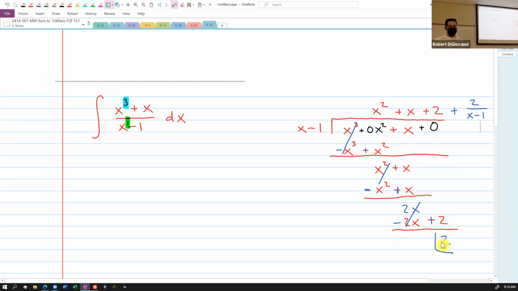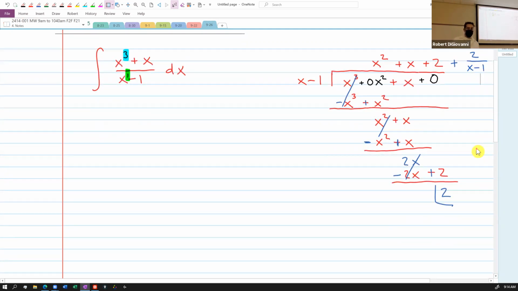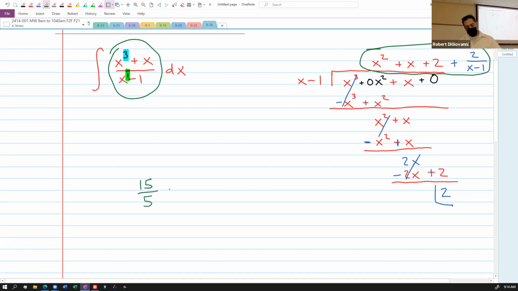So at the very end, it's always the remainder, which is the 2, divided by the divisor, which is x minus 1. And that's it. All we've done at this point is taken this expression and rewritten it in an equivalent form. It's as simple as this. It's like me taking the number 15 over 5 and rewriting it as the number 3, right? I'm taking a fraction and rewriting it in a different form. It's a very ugly looking thing, all right?